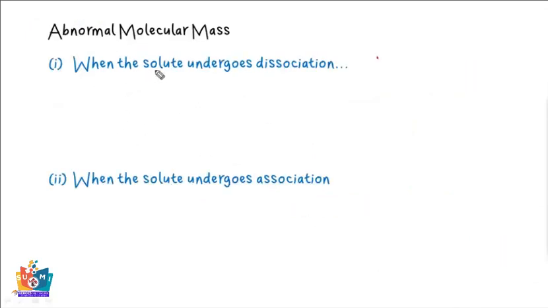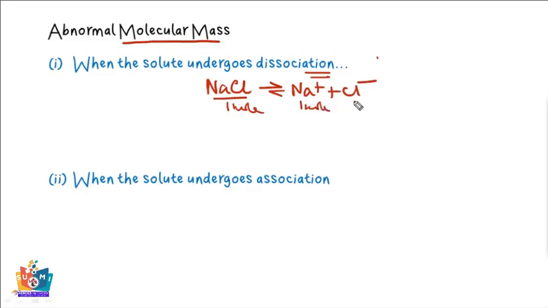Now this is very important: abnormal molecular mass. When does molecular mass become abnormal? Number one condition is when the solute undergoes dissociation. What does dissociation mean? You have NaCl; if it is added into solution, it becomes Na plus and Cl minus. 1 mole of NaCl is giving 2 moles of particles. Since colligative properties deal only with the number of particles, the number has become double here. NaCl produces double the number of particles, so the colligative property is also doubled.